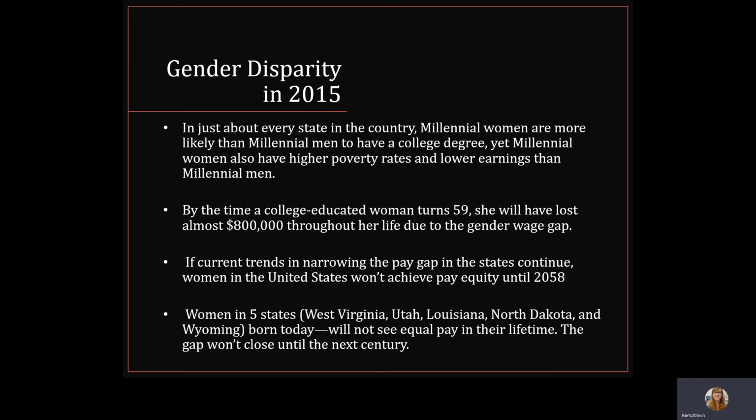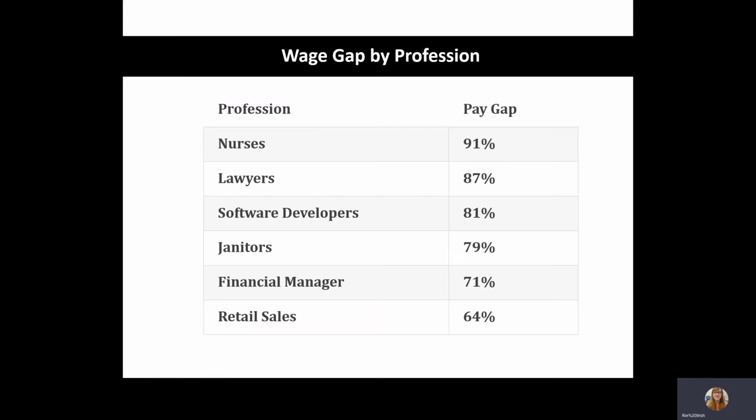Current trends on that narrowing, so that bar graph that I showed you a few minutes ago, we are not going to achieve pay equity until 2058, but in 5 states, West Virginia, Utah, Louisiana, North Dakota, and Wyoming, women born today will not see equal pay in their lifetime. The wage gap in those states will not close until after 2100. We're better than this. We can do better than this.